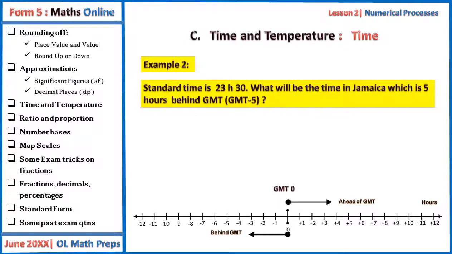Example 2, standard time is 23 hours 30. What will be the time in Jamaica, which is 5 hours behind GMT? Note GMT is standard time. And if Jamaica is 5 hours behind, we just have to subtract 5 from 23 hours, and that will give us 18:30 or 18 hours 30.